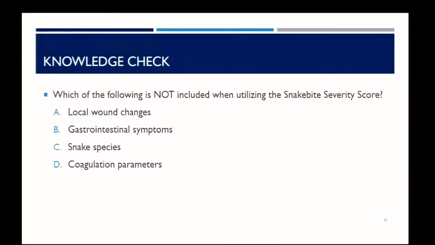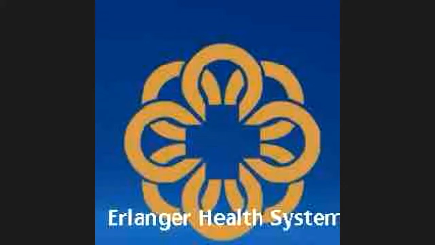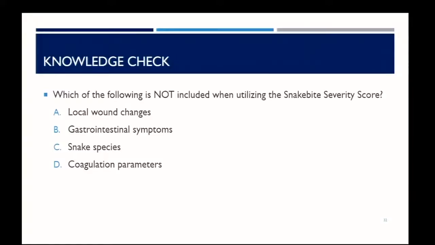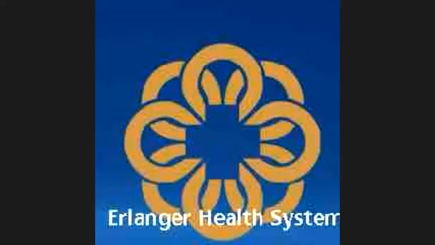So now we have reached the first knowledge check. Which of the following is not included when utilizing the snakebite severity score? A, local wound changes. B, GI symptoms. C, snake species. D, coagulation parameters.